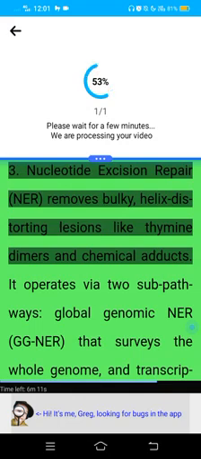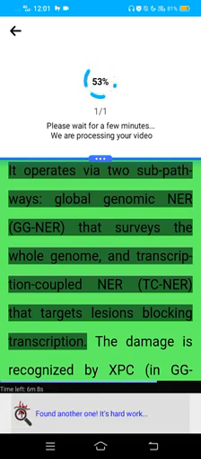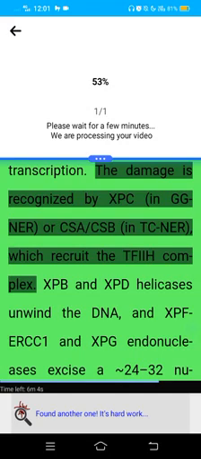3. Nucleotide excision repair (NER) removes bulky, helix-distorting lesions like thymine dimers and chemical adducts. It operates via 2 sub-pathways: global genomic NER (GG-NER) that surveys the whole genome, and transcription-coupled NER (TC-NER) that targets lesions blocking transcription. The damage is recognized by XPC in GG-NER or CSA/CSB in TC-NER, which recruit the TFIIH complex.